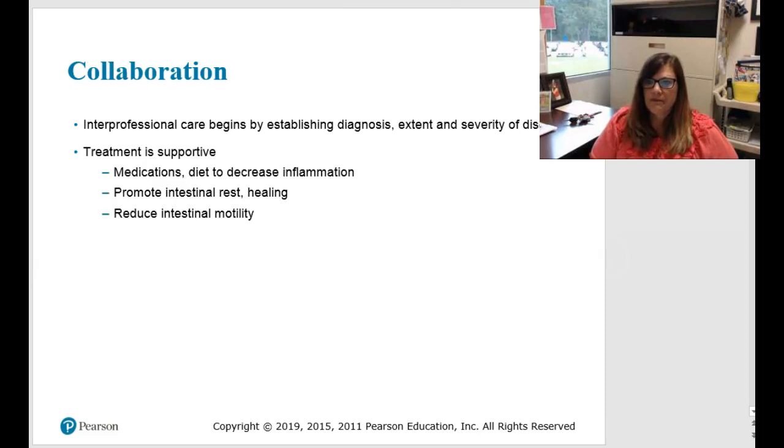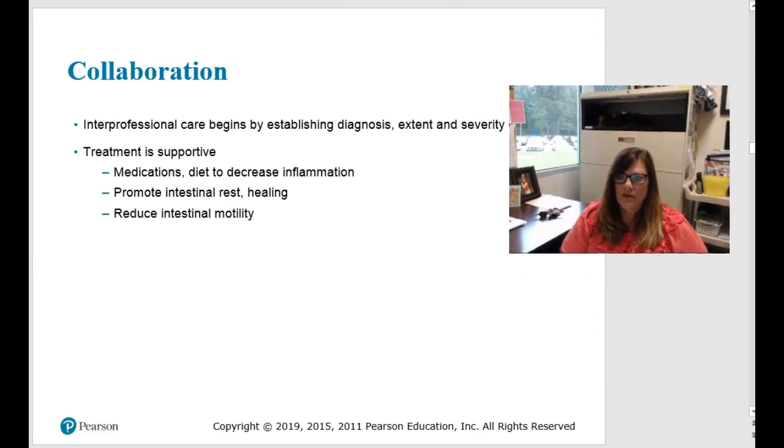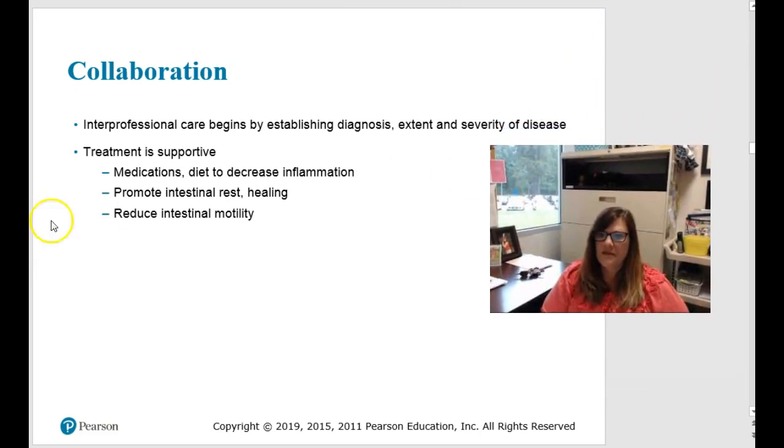So we have to have a diagnosis and figure out how bad the disease is, and then treatment is kind of supportive. Medications to decrease inflammation, intestinal rest, and healing.